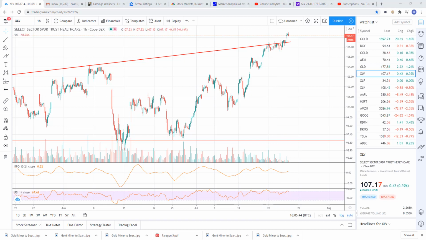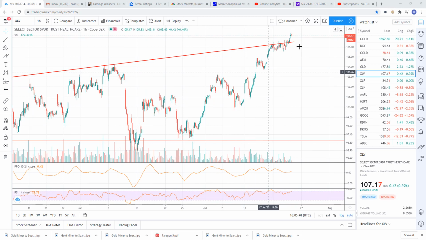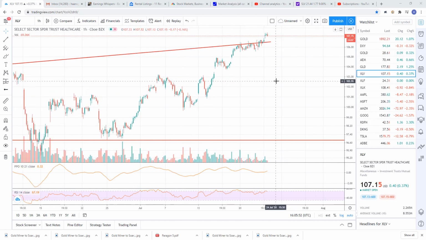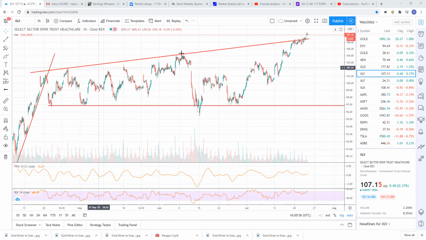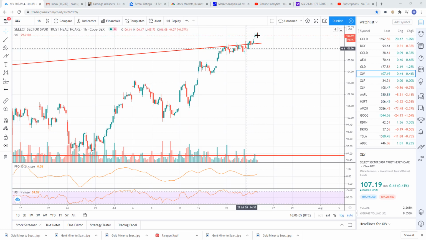XLV is showing a little bit of relative strength, popping up. Now, XLV is healthcare. That's defensive, so just keep an eye on that. But we're up above this resistance line. You can see that I've got it right here. Now, I only have a couple reactions, but I think it's a valid resistance line. We're just slightly up above it. Watch for this to be a false breakout. There's no volume on this breakout.